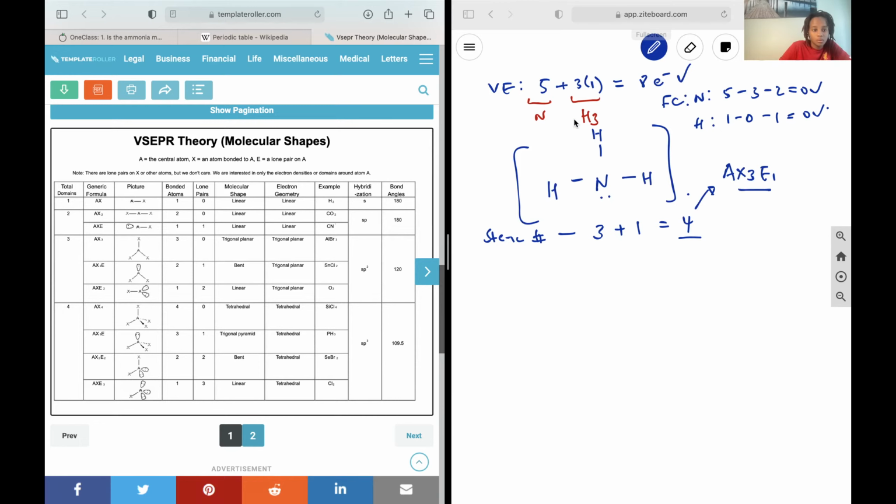Okay, and so we go to the total domains / steric number, and ours is 4 as we've determined. And then we will begin accounting for the number of lone pairs. So we have 3 bonding pairs and 1 lone pair. So its electron geometry will be what we first encountered, and that would just be the fact that it has 4 groups attached to it, so it's tetrahedral.